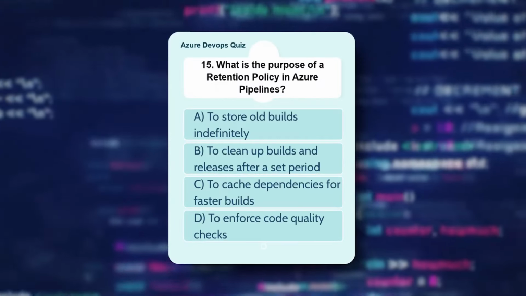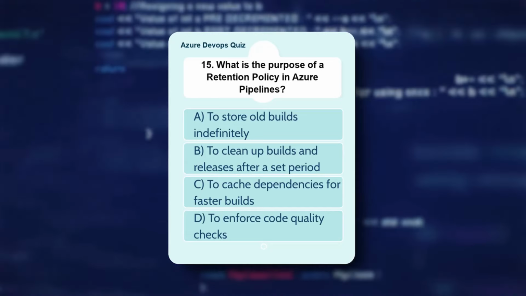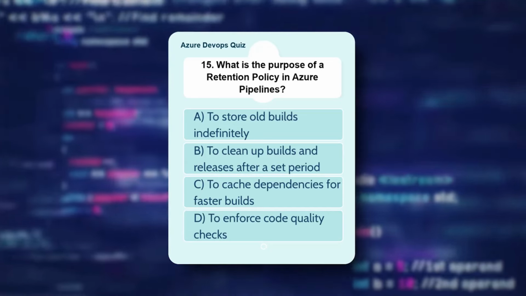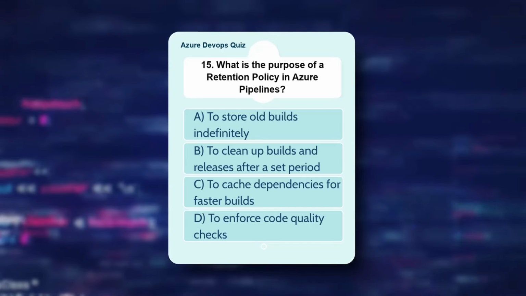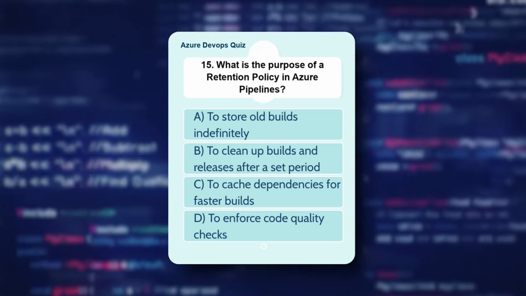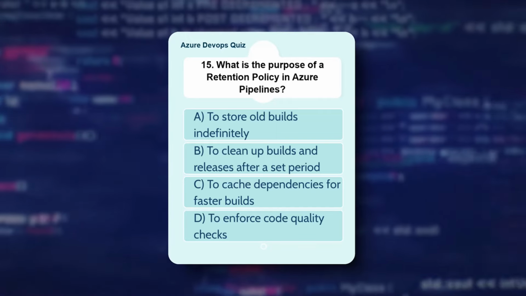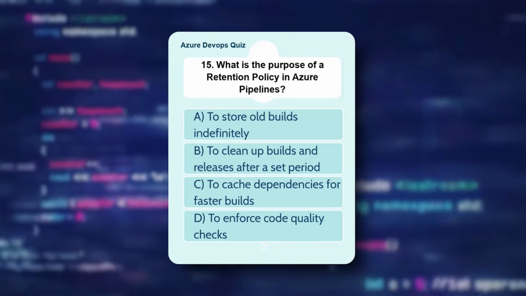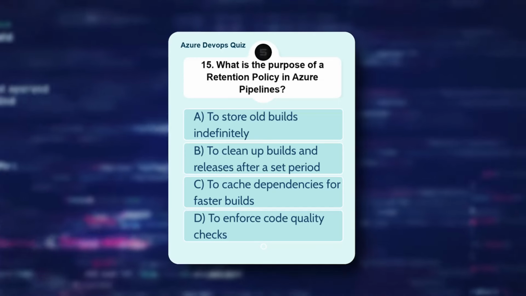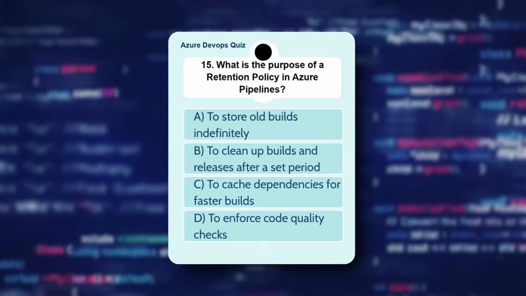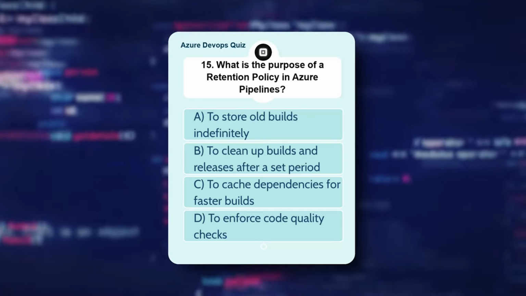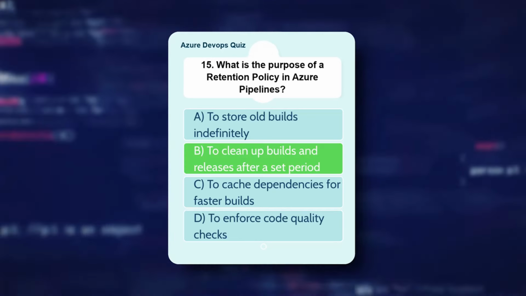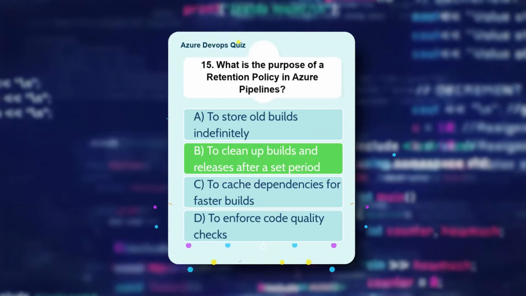15. What is the purpose of a retention policy in Azure Pipelines? A. To store old builds indefinitely. B. To clean up builds and releases after a set period. C. To cache dependencies for faster builds. D. To enforce code quality checks. Answer. B. To clean up builds and releases after a set period.